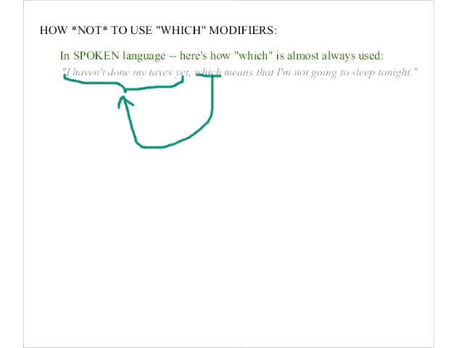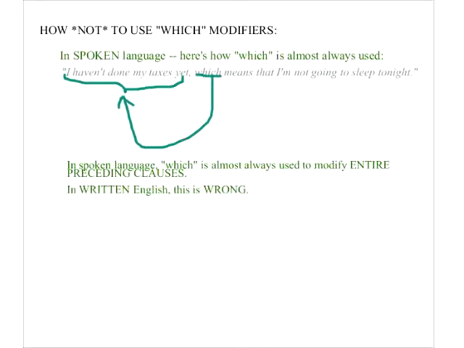So in spoken language, when you listen to people talk in spoken English, this is what they almost always do. So in spoken language, which is almost always used to modify entire preceding clauses. In written English, this is wrong. Make sure you don't do it. In GMAT prep, there are lots and lots of problems in which this is done. That doesn't make it correct. It just makes it a very frequent incorrect answer.